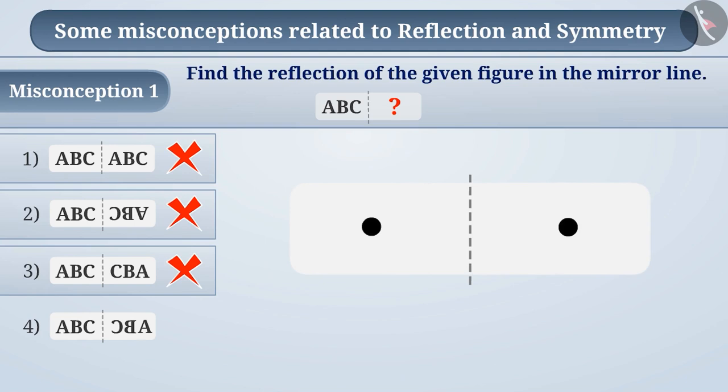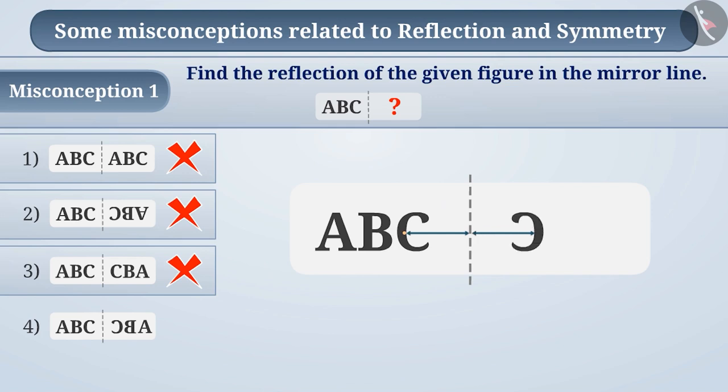The correct understanding is that the distance from the mirror line of any point located in front of the mirror line is equal to the distance from the mirror line of its reflection. Let's talk about C. The farther this point is from the mirror line, the farther we will make its reflection.